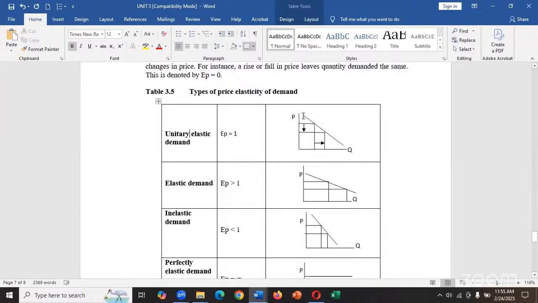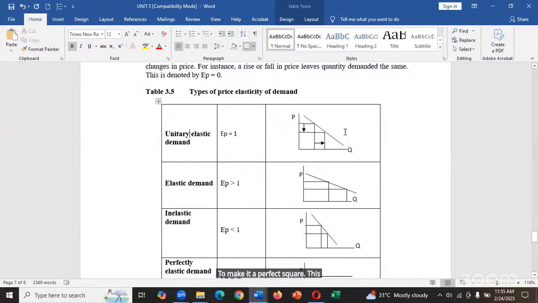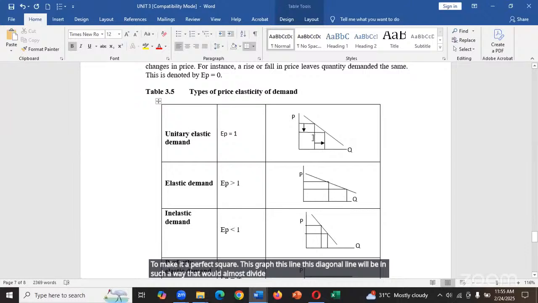So you will draw the graph in such a way that if you are to make this a perfect square, you have a line that will divide a perfect square into two equal triangles. This line should be drawn in a way that if this is to be a perfect square, assuming we have a line here and here, we draw a horizontal line up and a vertical line down to make it a perfect square. This diagonal line will be in such a way that it would almost divide that square into two equal triangles.